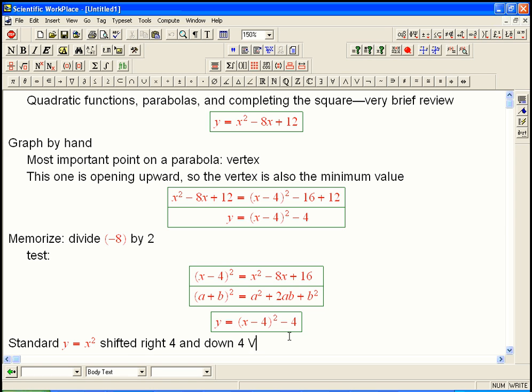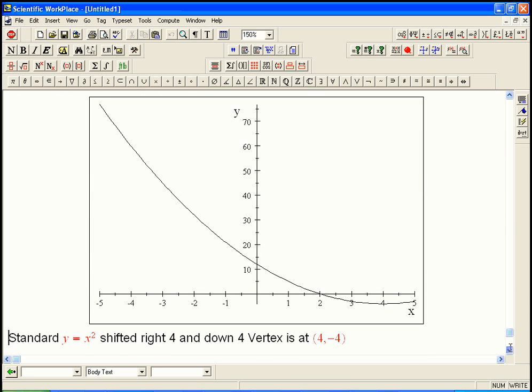Okay, so in other words, the vertex is going to be at (4, -4), because I'm taking the vertex of the standard parabola, which is (0, 0), the origin, shifting it to the right 4, and down by 4. And so the graph that we get, I'll let the calculator or the computer just do that for me. The graph that we get looks like this. There's the vertex.